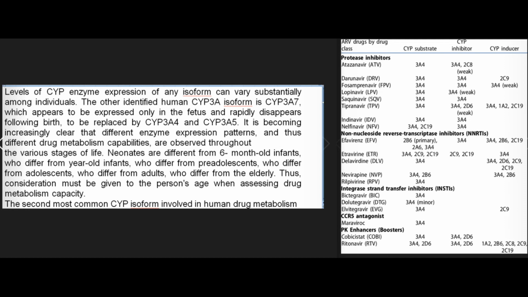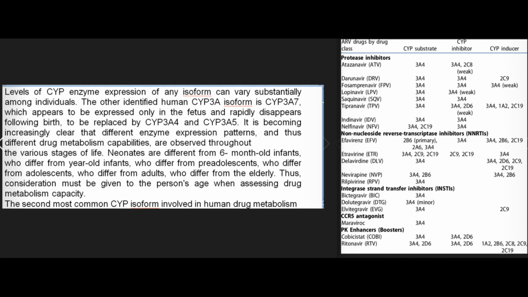Neonates are different from 6-month-old infants, who differ from year-old infants, who differ from pre-adolescents, who differ from adolescents, who differ from adults, who differ from the elderly. Thus, consideration must be given to the person's age when assessing drug metabolism capacity.